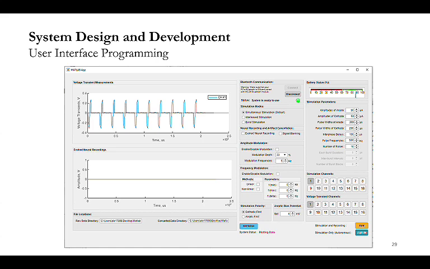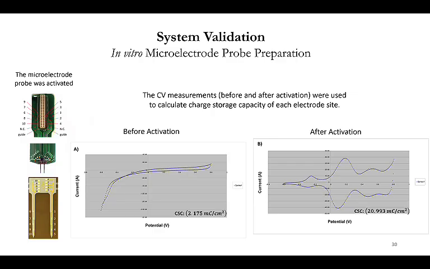Like I mentioned, we use iridium oxide, that means an activated iridium microelectrode array. Before activation, you see in figure A the shape of the signal. This is a metallic response of an array. But after activation of the iridium, you see a bird-shaped CV measurement. That means we increase the charge storage capacity, and it is also ready to use for in vivo application.